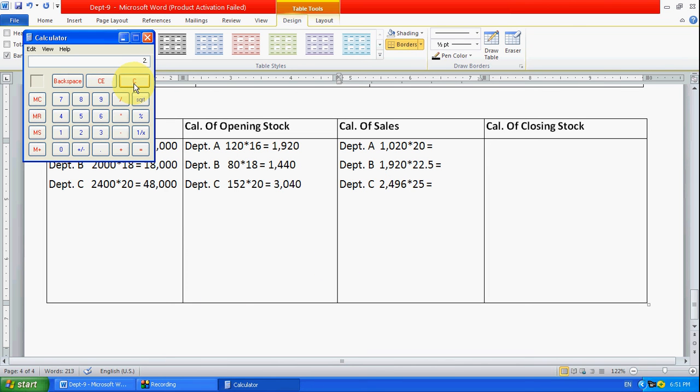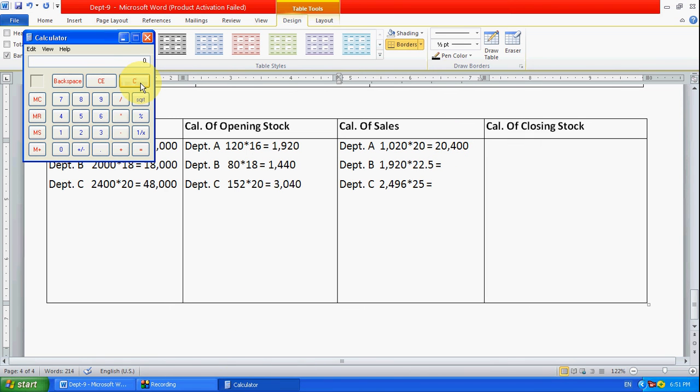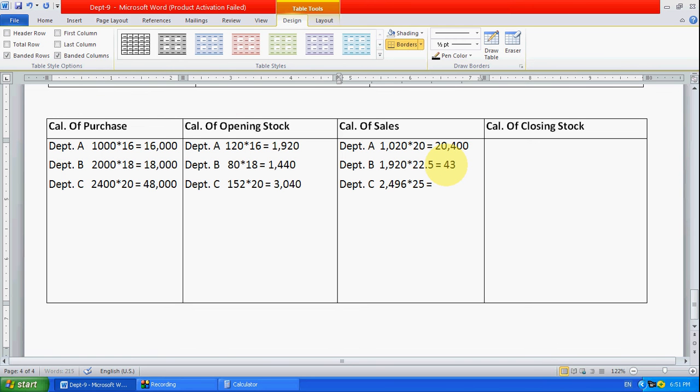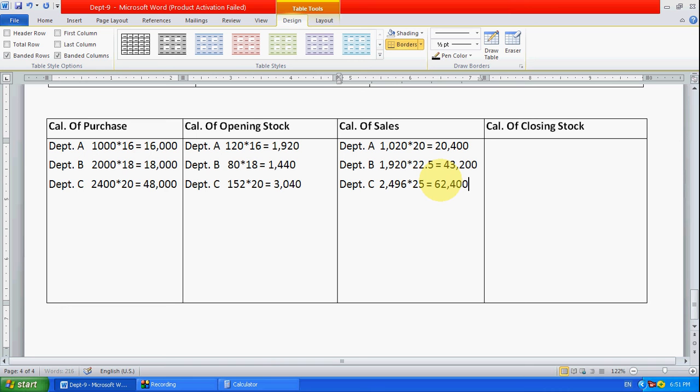Now calculate these. 1020 into 20 is 20,400. The next one is 1920 into 22.5, which is 43,200. Now the last one, 2496 into 25 is 62,400. So these are the total sales.